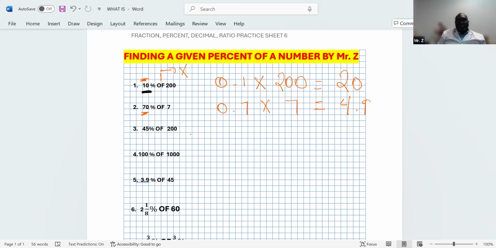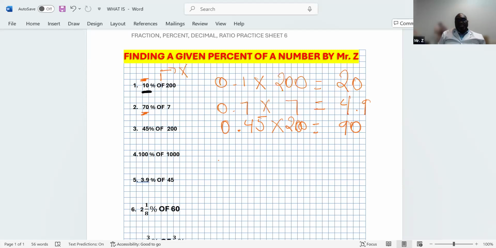Let's look at number 3. Make 45% a decimal. We're going to do 45 divided by 100, so you have 0.45. The "of" becomes multiplication. Multiply that by 200, and you have 90. It means 45% of 200 is 90.